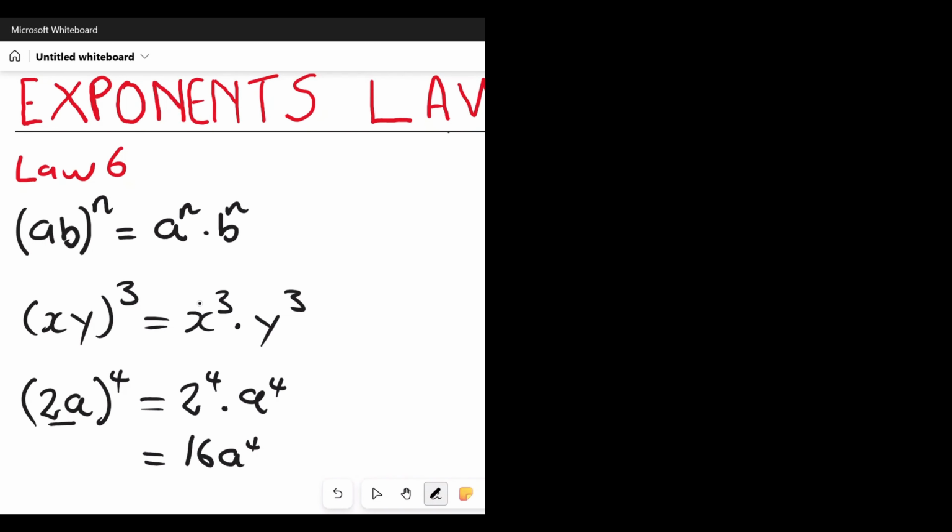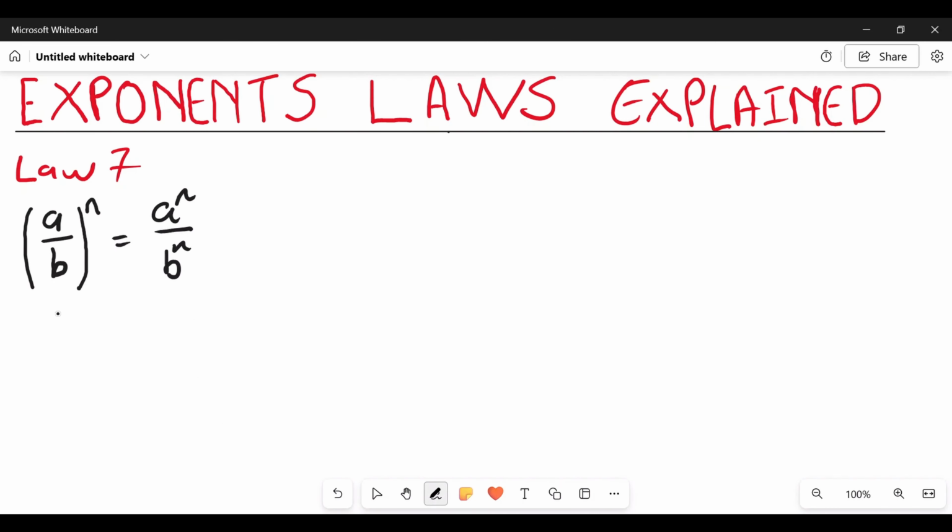I hope you are able to understand how to apply this one, guys. It's very, very simple. As long as the bases are not the same inside the bracket, the exponent that is outside the bracket is going to affect both these bases here. So this is law 6. Now let's go and do law 7. Now let's look at law 7.